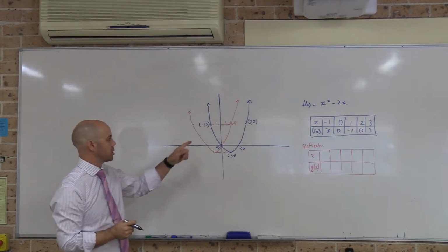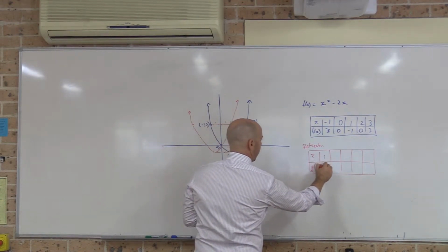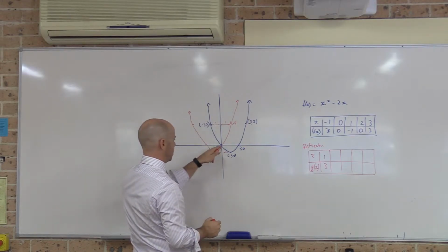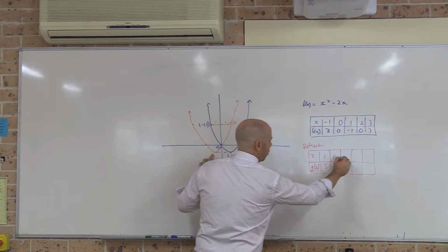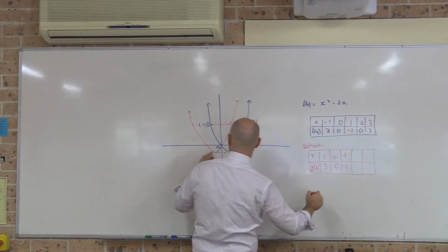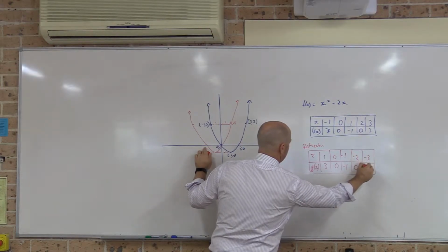If we were to draw a table of values for our reflection, that's my new points. Let's start in the order that we did the reflecting. What's this new one here? It's now 1 and 3. This one here is 0, 0. This one here is negative 1, negative 1. And here is negative 2, 0. And here is negative 3, 3.